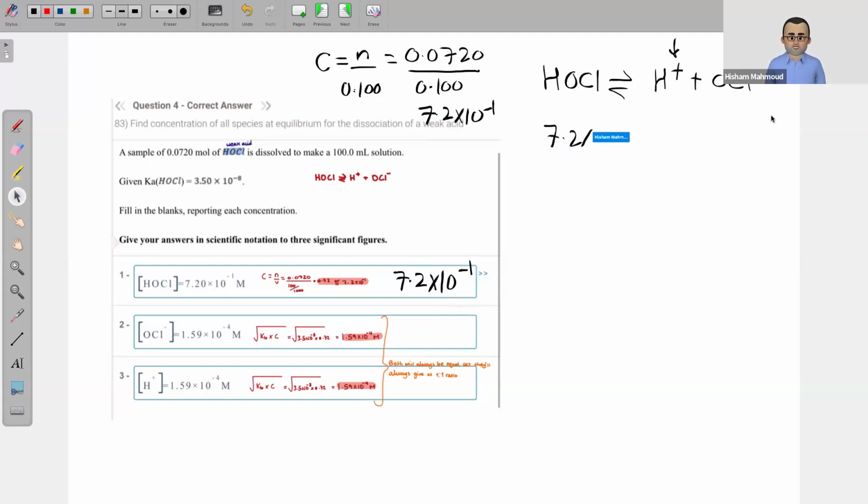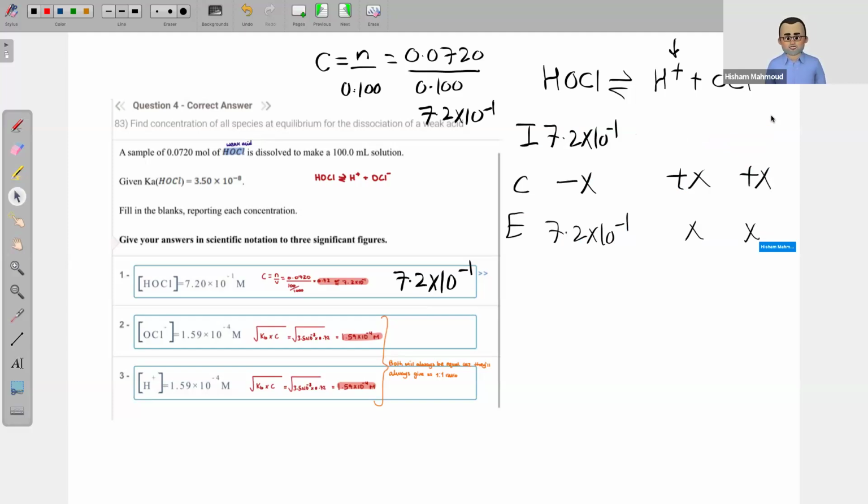And this is not a strong acid. Since it's not a strong acid, you cannot just say it's equal to 7.2 multiplied 10 to the power of negative 1. You have to make the ICE table. What does the ICE table tell us? It tells us that initially you have this one, it will decrease and these two will increase, and the initial is 7.2 multiplied 10 to the power of negative 1, and this is x and this is x.